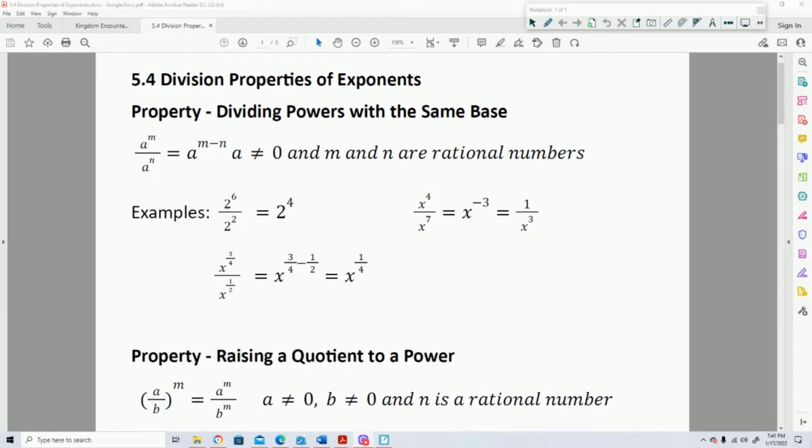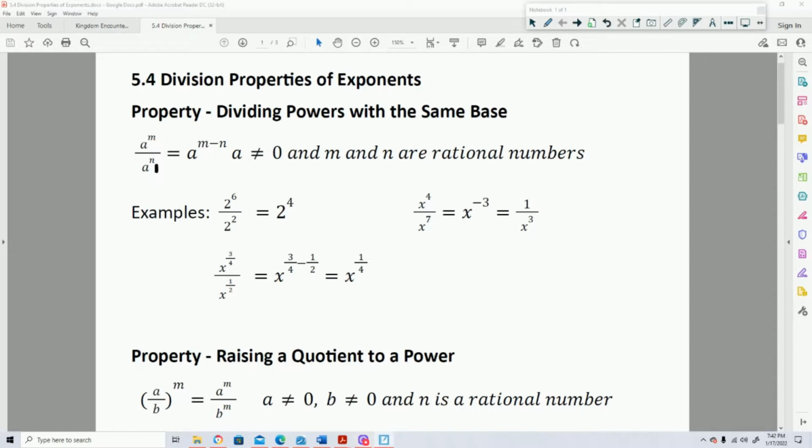We're looking at 5.4, which is division properties of exponents. First property we're going to be looking at is dividing powers with the same base. So if you will look here, when we have bases that are similar, all we have to do is subtract the exponents to get the answer.